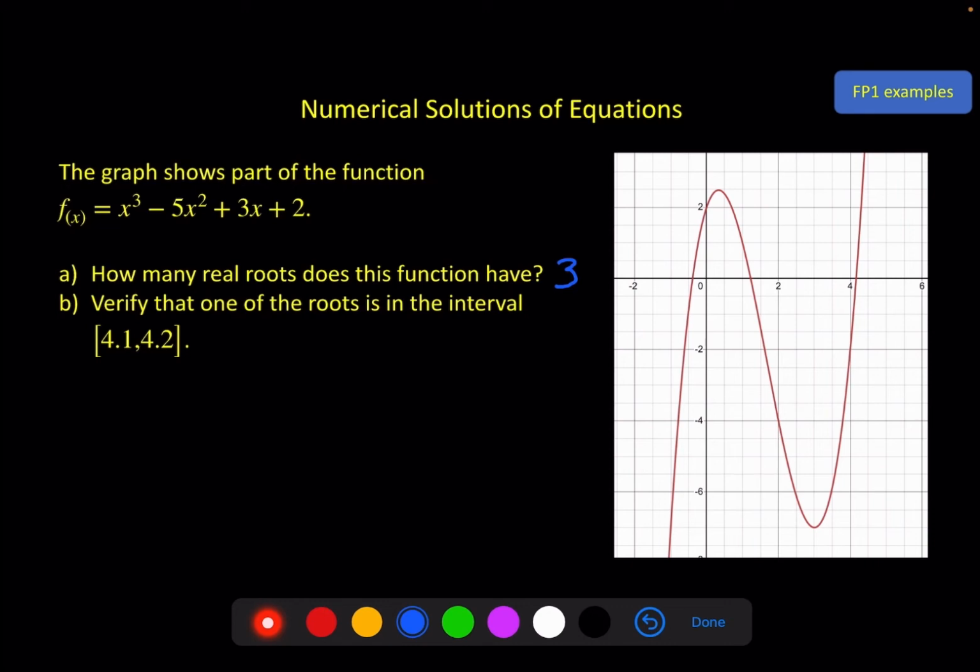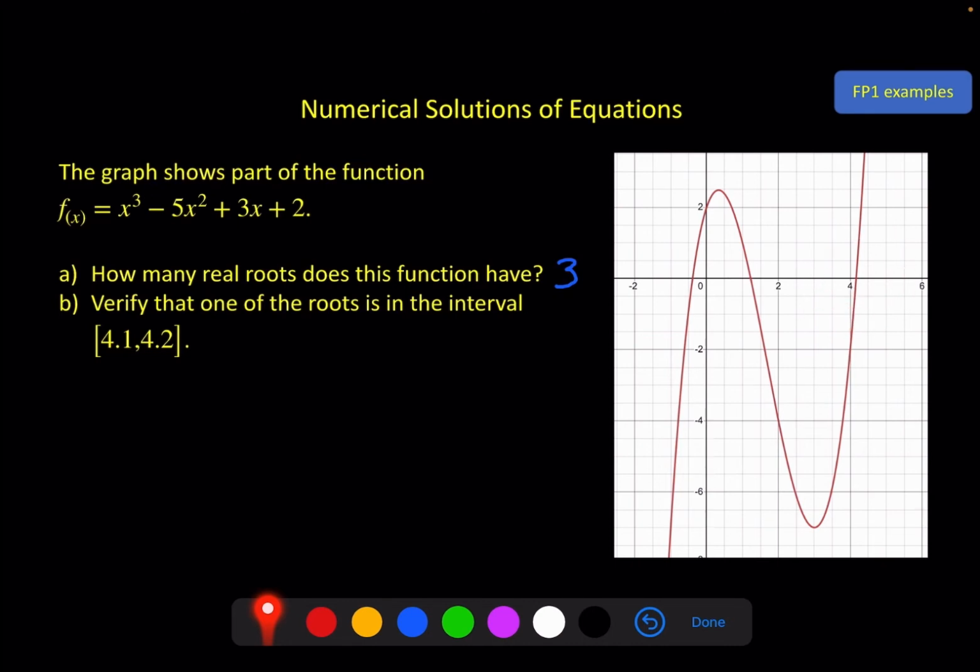Part B, verify that one of the roots is in the interval from 4.1 to 4.2. Now it looks about right, it looks like it's this one here, but unless I can zoom in on my graph a little bit, I can't be absolutely sure just by looking at the graph that this is true.